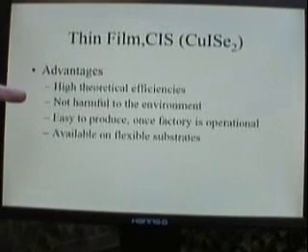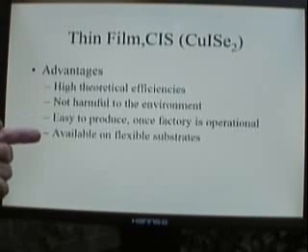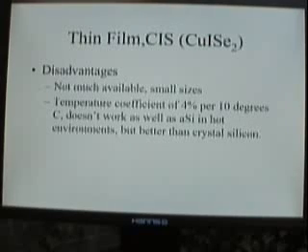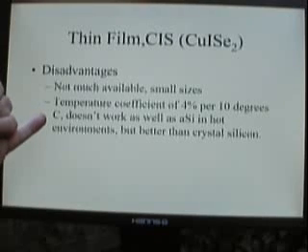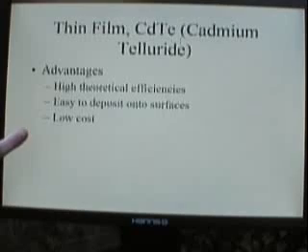Copper indium diselenide has high theoretical efficiencies. It's not harmful to the environment, easy to produce once a factory is operational, and it can be put on flexible substrates. The disadvantage is that there's not a lot of it available yet. Temperature coefficients are 4%. It doesn't work as well as amorphous silicon, but it works better than crystalline silicon.